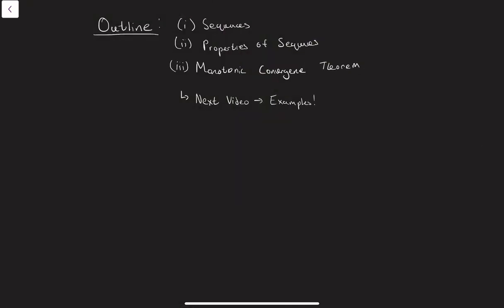So what is a sequence? Well, a sequence is just a list of discrete consecutive numbers. So let's write that down. A list of discrete consecutive numbers.